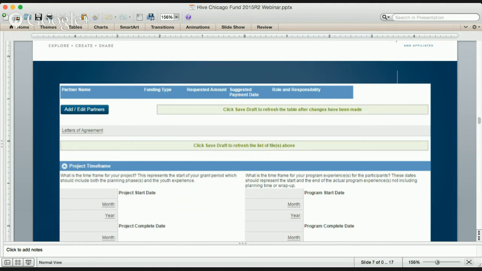Okay, and the last section is the project time frame and the program time frame. Last time we just had the project time frame. Again, this is just a drop-down menu, with your start date and your complete date for your project versus your program. Maybe your project is a year, but the program is just 6 months. The project would include your planning time, the closeout, and the time it takes to compile your final report. The program time is when services or activities are actually being delivered to your target audience.